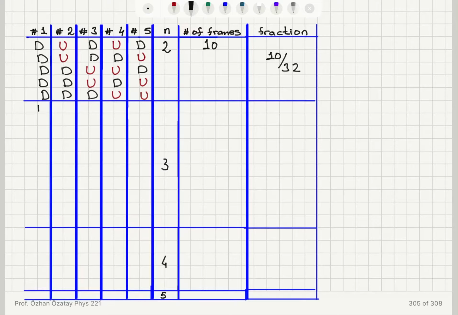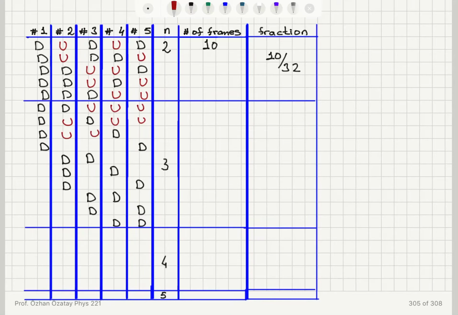So 1 and 2 can be down, 1 and 3 can be down, 1 and 4 can be down, 1 and 5 can be down, 2 and 3 can be down, 2 and 4, 2 and 5, 3 and 4, 3 and 5, and 4 and 5, while the others are up. So as you can see, this is very similar to having n equals 2, where I had 2 spins pointing up. Now I have 2 spins pointing down. And this is going to give me basically the same result.